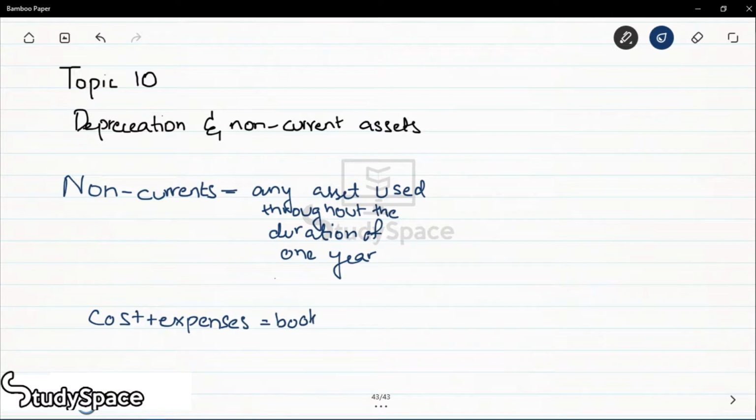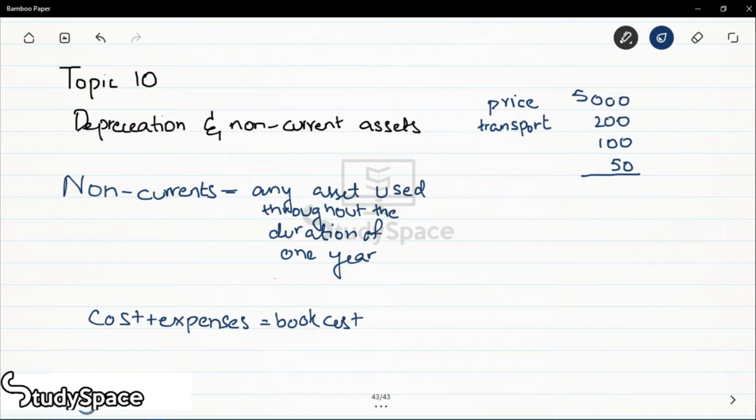So for example, let's say we bought a truck which had cost us 5,000. Now this truck may have cost us 5,000 to purchase, but transportation of this truck cost us an additional 200, and then maintenance of the truck cost us 100. Lastly, petrol and other petty expenses that came in between were 50. So the total cost that would come in our balance sheet for this particular truck would be 5,350.